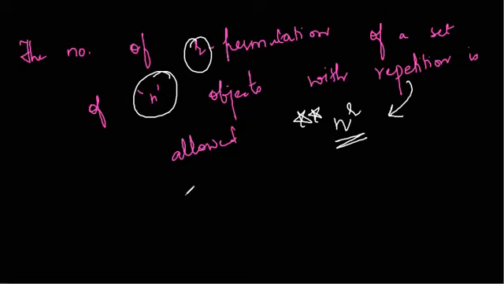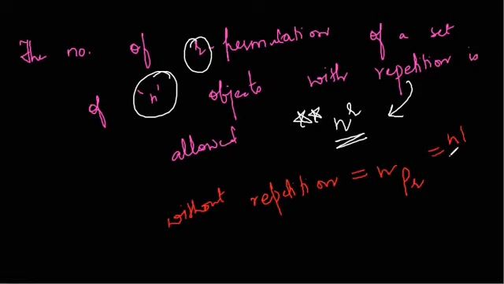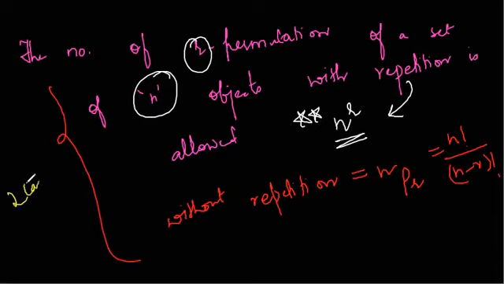What about without repetition? Without repetition is what we have already studied. It is nPr, or basically n factorial by n minus r factorial. So these are the two different cases of permutations. First is n power r, in this case of repetition, and the other is nPr, which is without repetition.